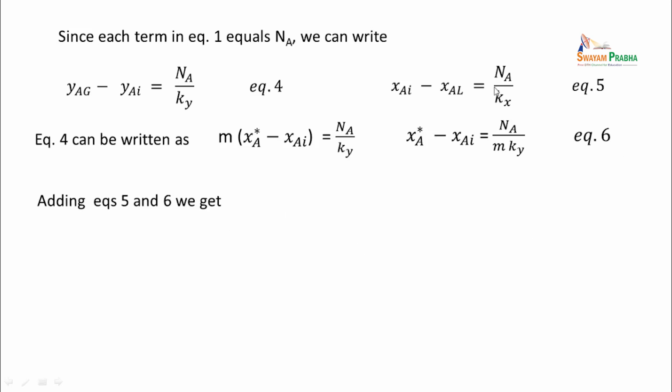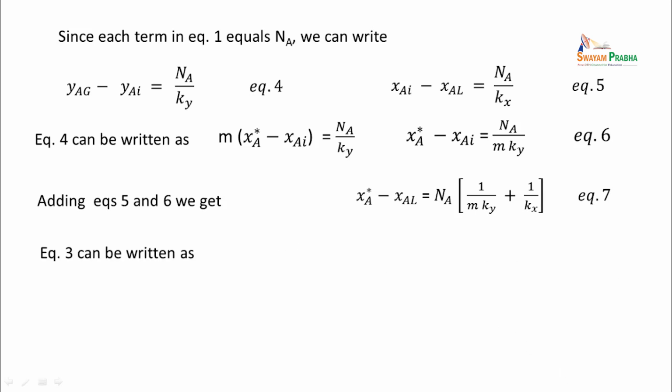Adding equations 5 and 6, we are doing this so that this is plus Xai minus Xai, we can get rid of Xai, which was indeed our purpose, which is indeed what we are looking for. These are not easily measurable, therefore we don't want our relationships to have Xai's and Yai's. If we do that, Xa star minus Xal is Na common, 1 by M ky plus 1 by Kx, equation 7.